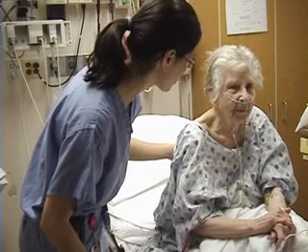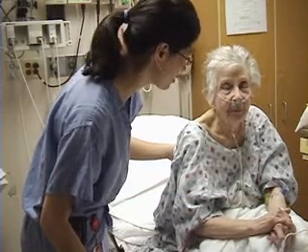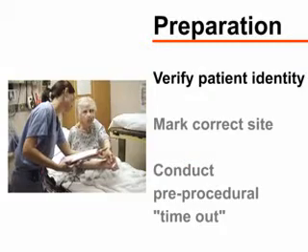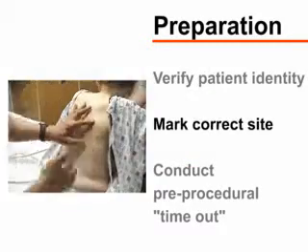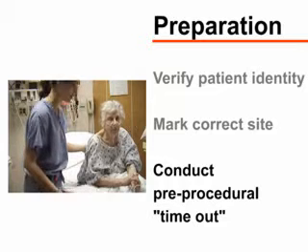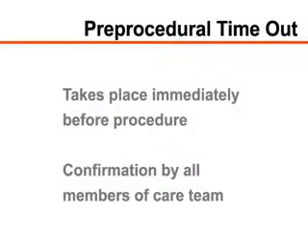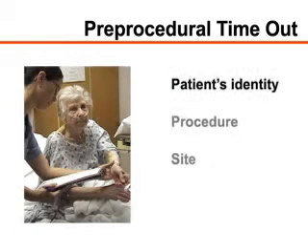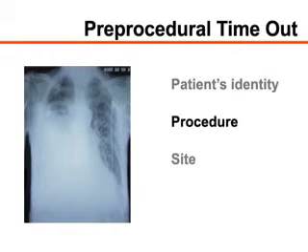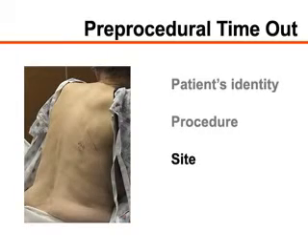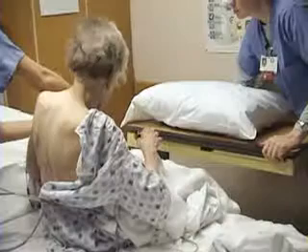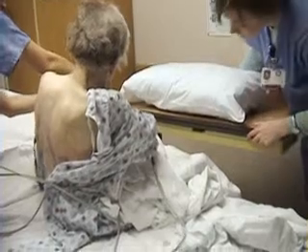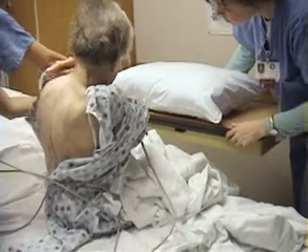Explain the procedure to the patient and obtain written informed consent. You should also verify the patient's identity, mark the correct site, and conduct a pre-procedural timeout. The timeout, which takes place immediately before the procedure is started, consists of confirmation by all members of the care team that the patient's identity, the procedure he or she is to undergo, and the site of the procedure are all correct.